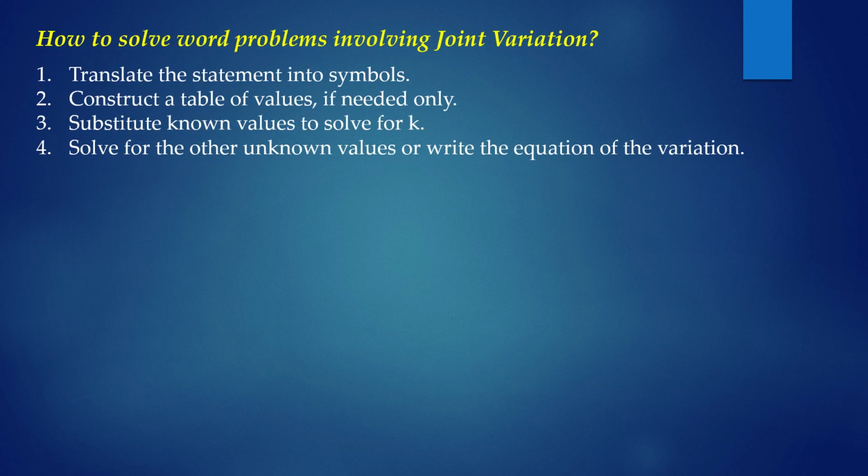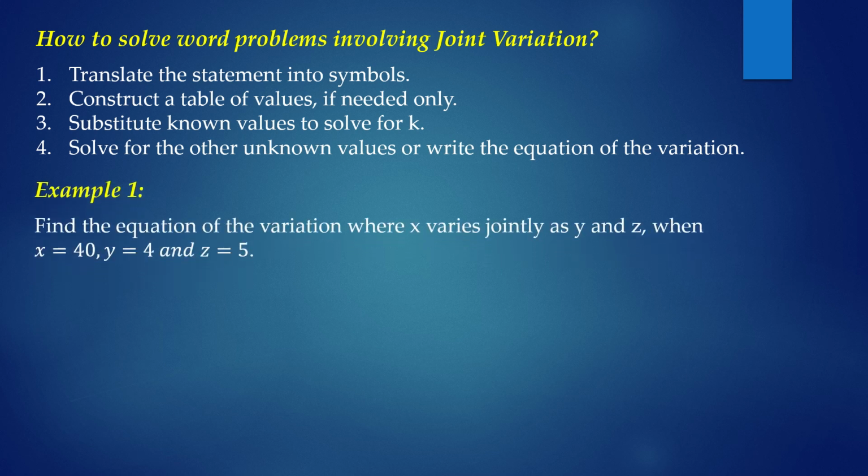How do we solve problems involving joint variation? Ganina, translation, no? One of the main objectives is to translate statements into symbols. Karon, solving word problems involving variation using the skill on translation. So first task is to translate the statement into symbols. The second one is to construct a table of values if needed only. So dili tanang solution mag-need siya og table. Third step is to substitute known values to solve for k. So depende sa variable nga given. Then lastly, solve for the other unknown values or write the equation of the variation. So depende sa gipangayo.